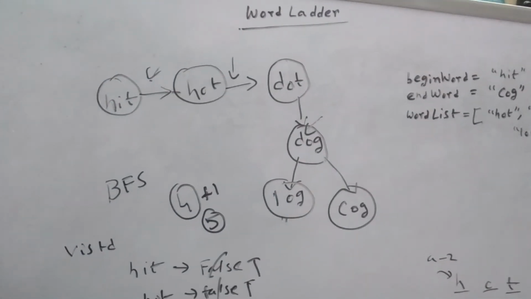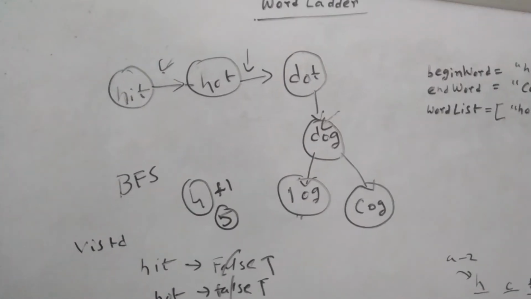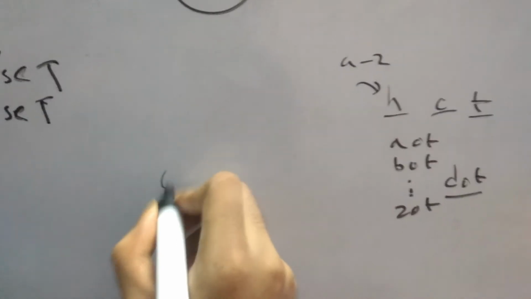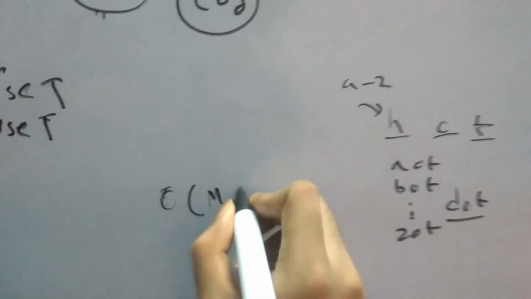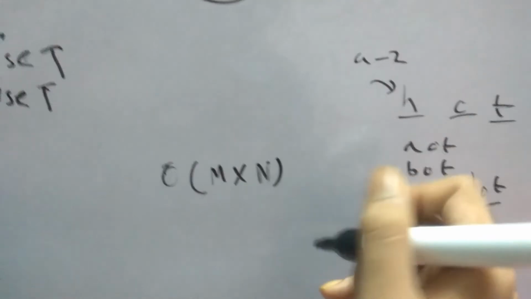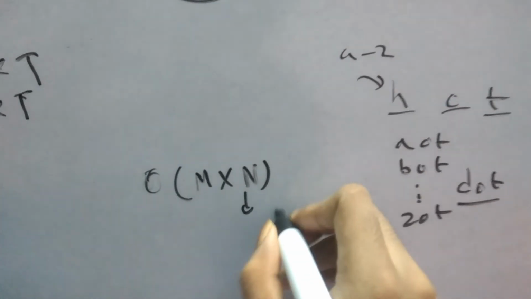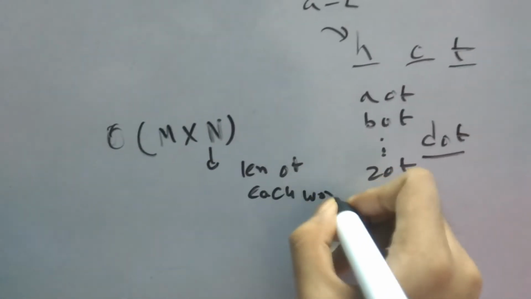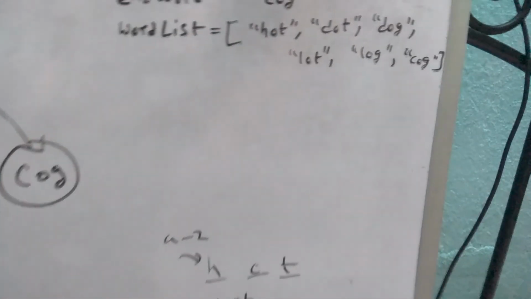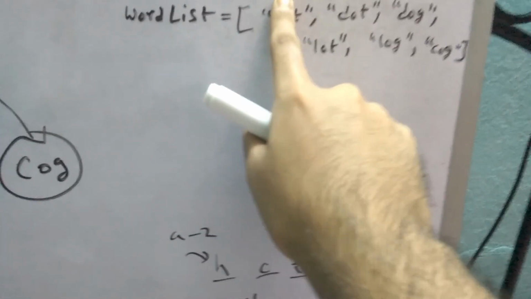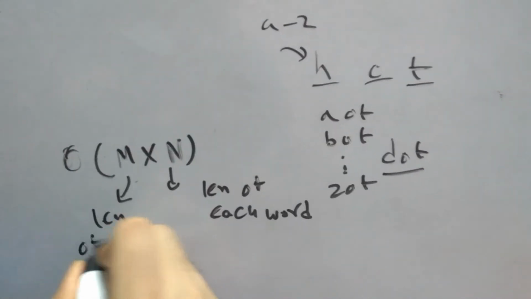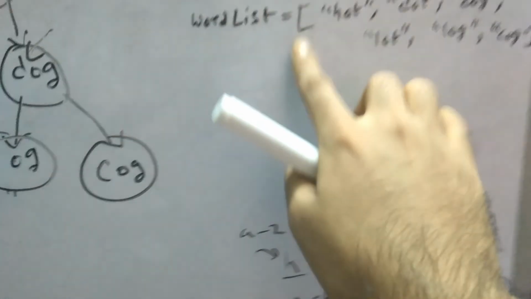And now we have to calculate the time complexity and space complexity of this algorithm. The time complexity of BFS is big O of m cross n. But here, n is the length of each word. Which words am I talking about? I am talking about these, like hit, cog, all of them have the same length. So this n is the length of each word, and this m is the length of the dictionary. So that means this length.